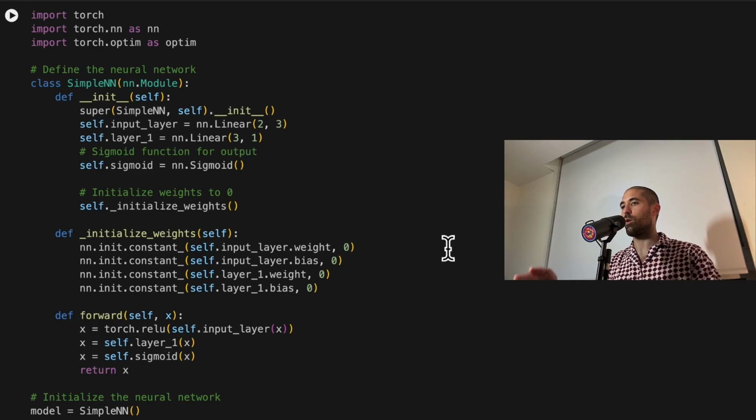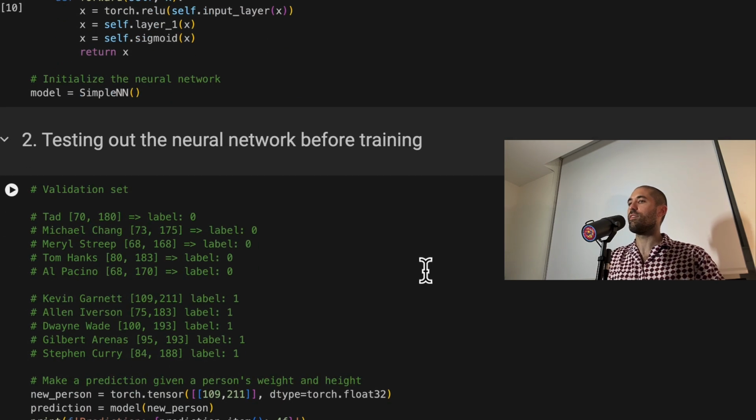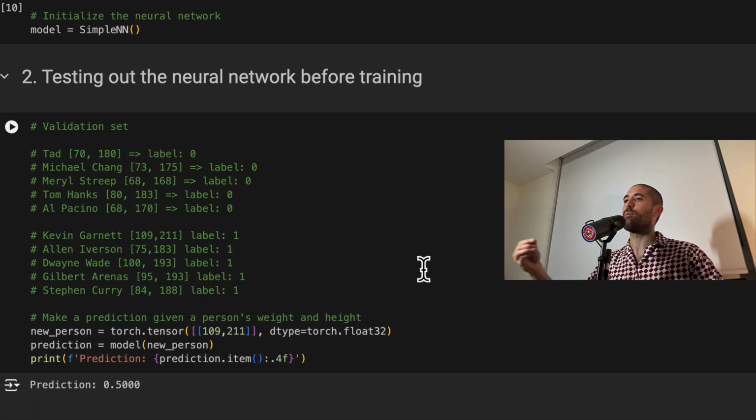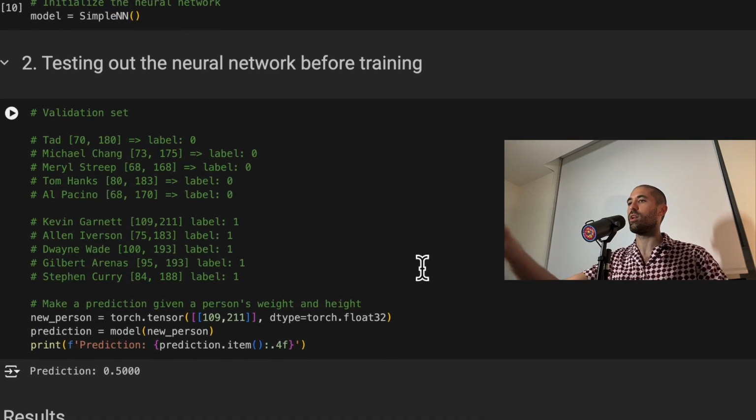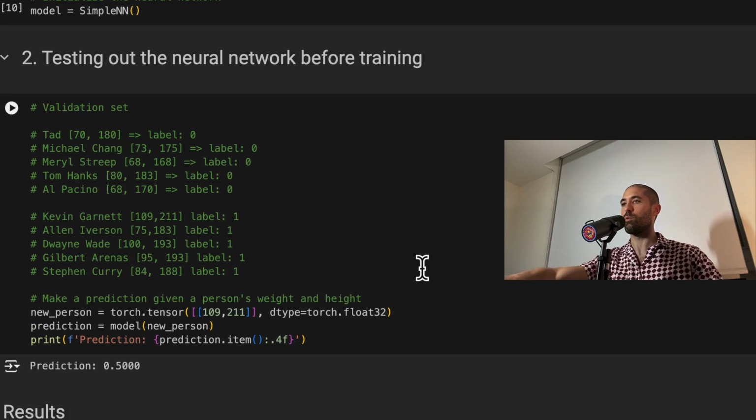And you can see here that we're initializing all of the parameters of this neural network to have values of 0. Now that we've initialized this neural network, let's test it out before we train it. I'm going to speed this part up so we don't waste time, and then we'll review the results.